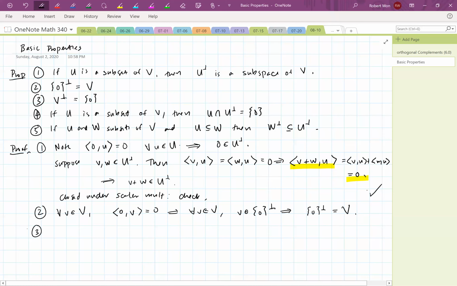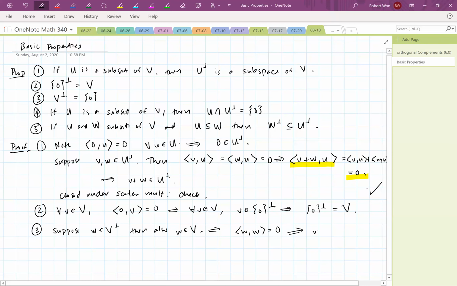Three. I want to show that the orthogonal complement of the whole space is the zero subspace. So suppose that w is in V perp. What does this mean? This means that w is orthogonal to every vector in V, every vector. Which means that also w is orthogonal to w, right? Because V perp is a subspace of V, that means that w is in V. And since w is in V perp, it's orthogonal to every vector in V. That means it's also orthogonal to w. But we already saw that the only vector that has this property is the zero vector. This is by definiteness of the inner product. So the only vector in the perp of V is zero itself.